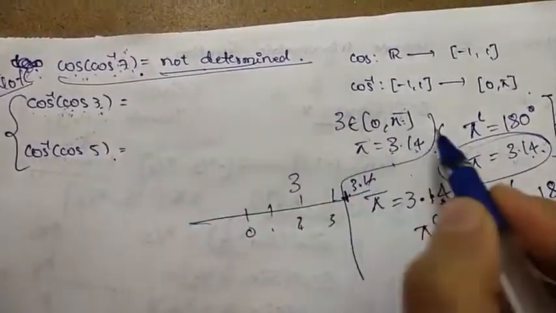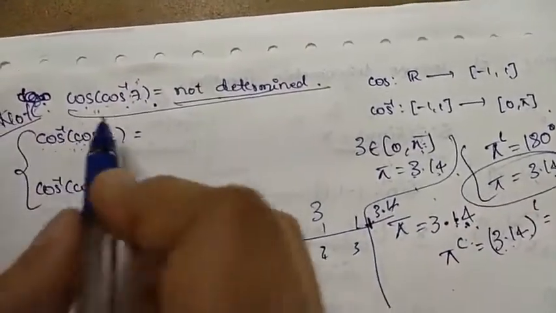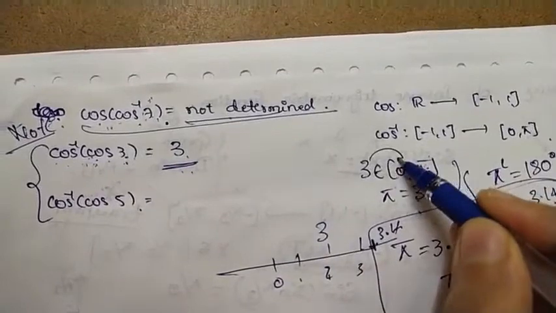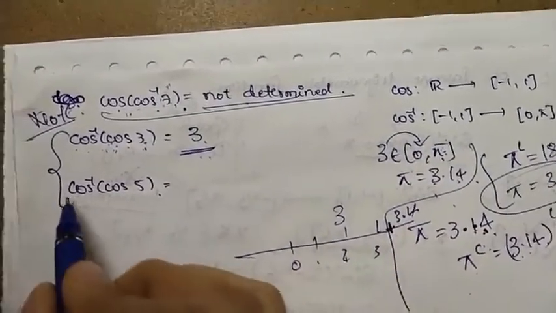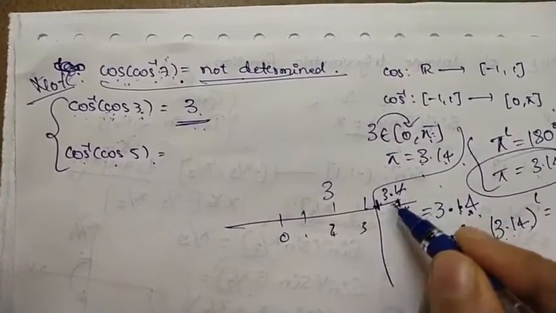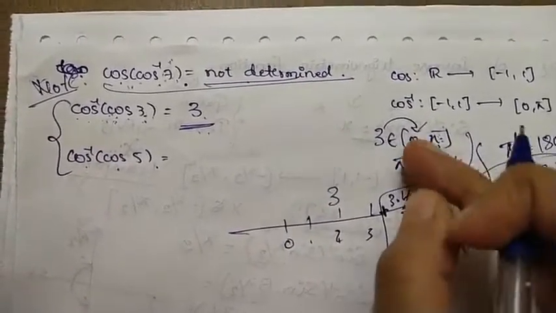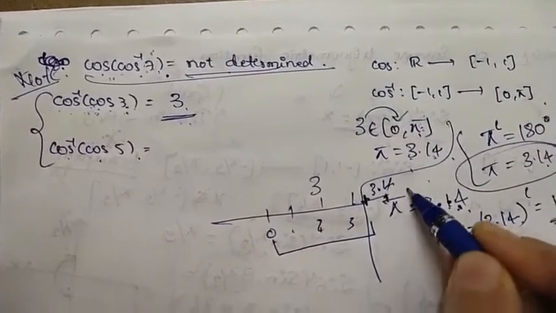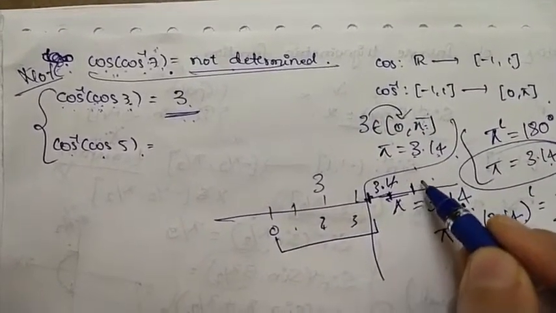So this belongs to this interval. So cos inverse of cos 3 is what? We are going to get 3 itself, because 3 belongs to this interval. But what about cos inverse of cos 5? 5 is obviously beyond 3.14. Our interval is 0 to pi, which means up to here itself. So 5 comes beyond that 3.14.